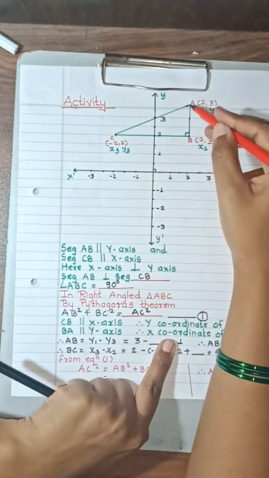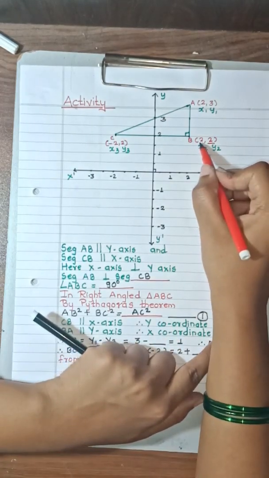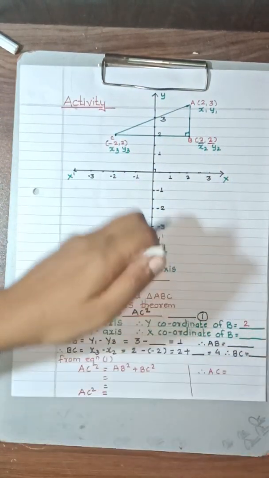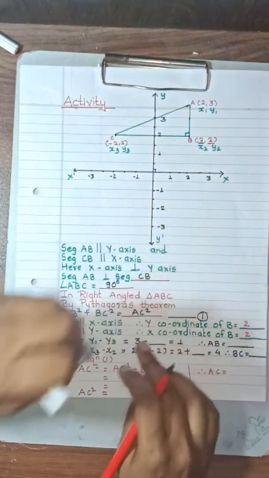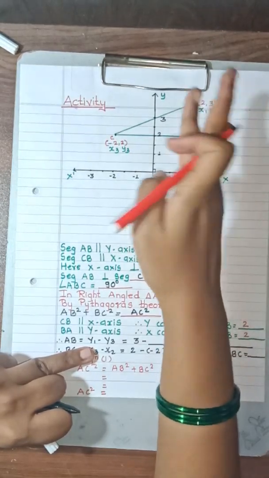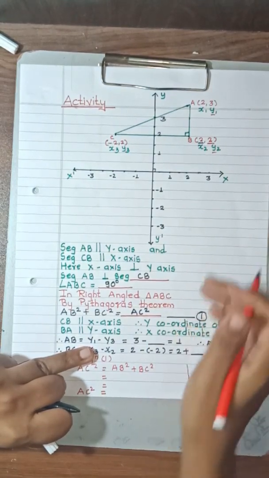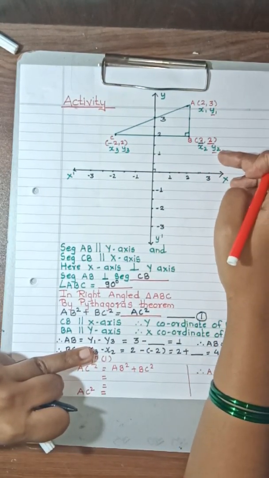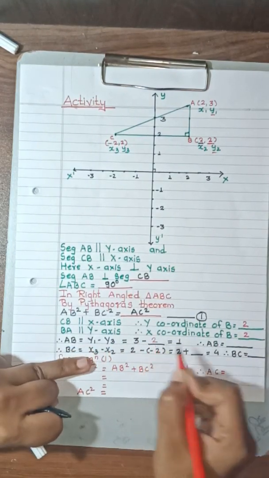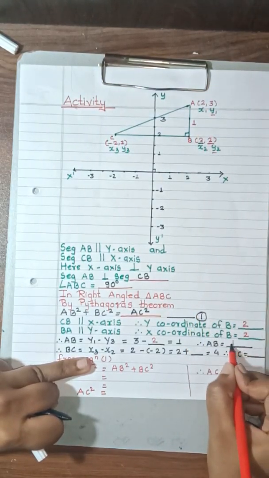Now BA is parallel to the y axis and therefore the x coordinate of B is 2. I'll mark it with black pen. The x coordinate of B is also 2. Got it? Now AB is parallel to the y axis and therefore we are going to consider the y coordinates. You can see 3 is greater than 2. Therefore we'll take y1 minus y3, that is 3 minus 2 is equal to 1. Therefore AB will be 1.